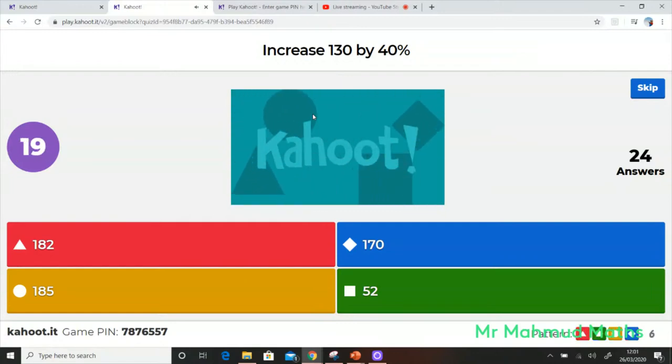Stream's lagging. It is lagging a bit, isn't it? Yes. Maybe because of my internet. Maybe someone using the microwave. You throw the microwave in the bin.